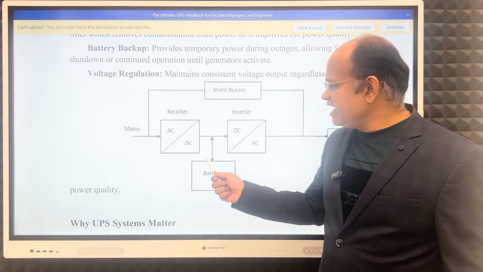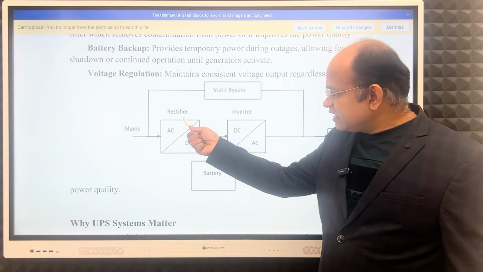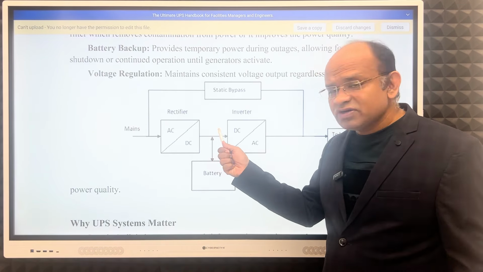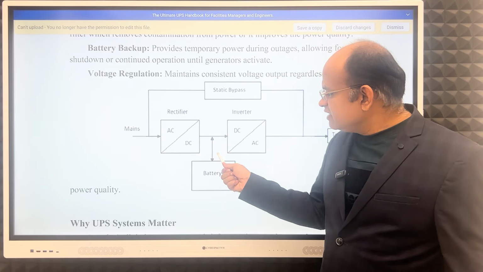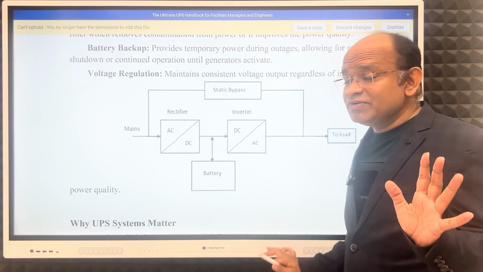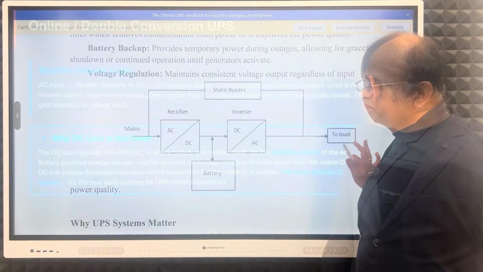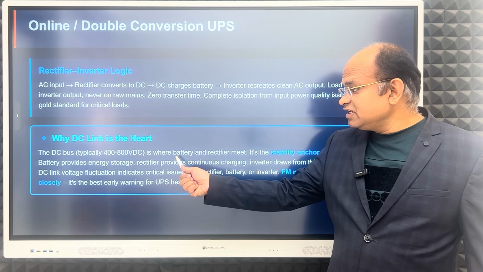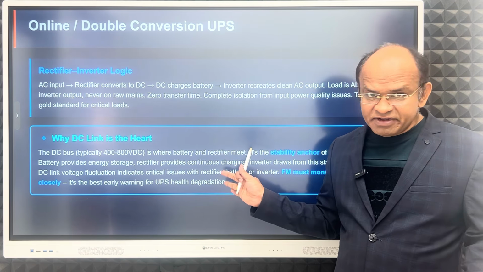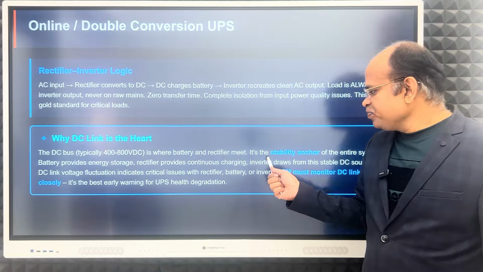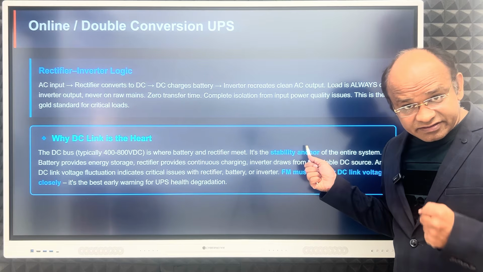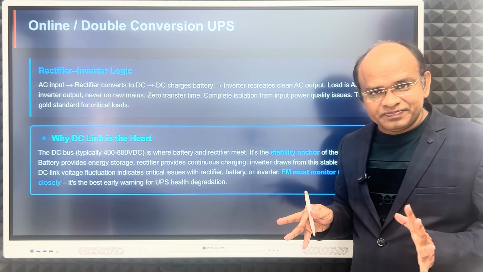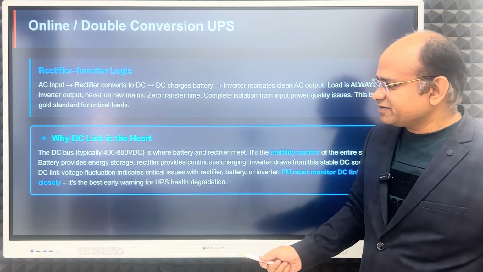Now the DC bus: we have seen it is the bridge between the rectifier and battery. This line, because it will be at the same voltage level, is the DC bus. The DC bus, typically 400 to 800 volt DC, is where battery and rectifier meet. We have seen it in the block diagram. It's the stability anchor of the entire system, because it is at the center.